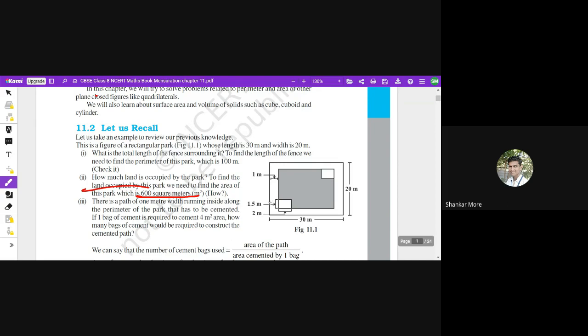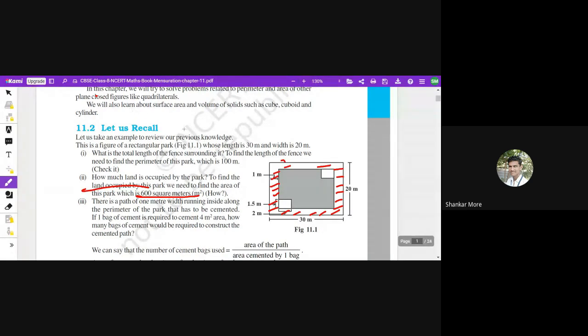Okay, now what is our next task? Our next task would be to find out area of this particular path. ठीक है, ये जो पाथ यहाँ पे दिख रहा है इसका पहले हम एरिया फाइंड आउट करेंगे, और उसको अगर हम 4 से डिवाइड करेंगे, so we'll get the number of cement bags that would be required to cement this path, right? So कैसे कैलकुलेट करेंगे स्टूडेंट्स?